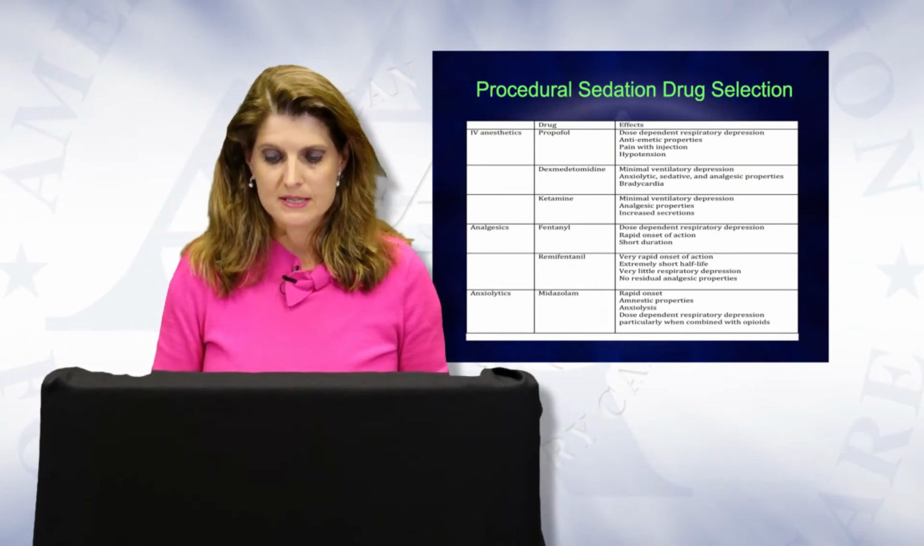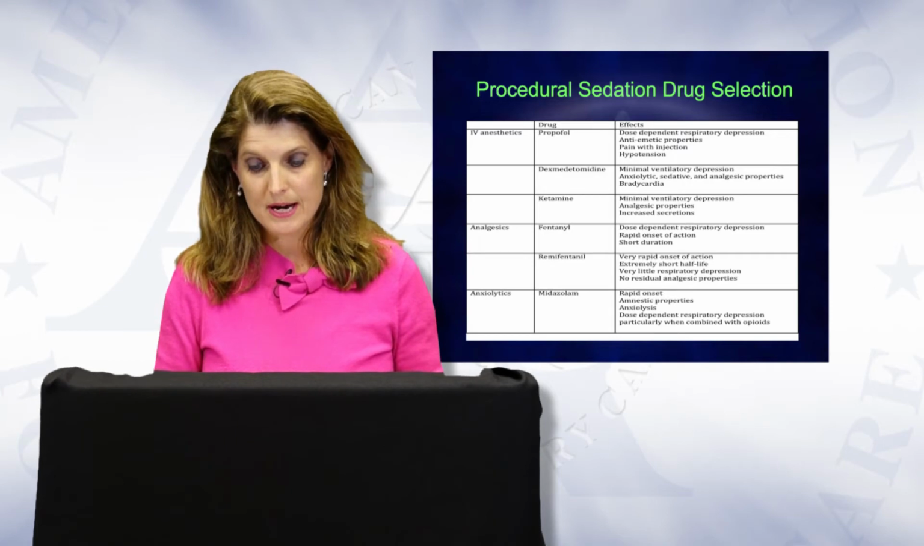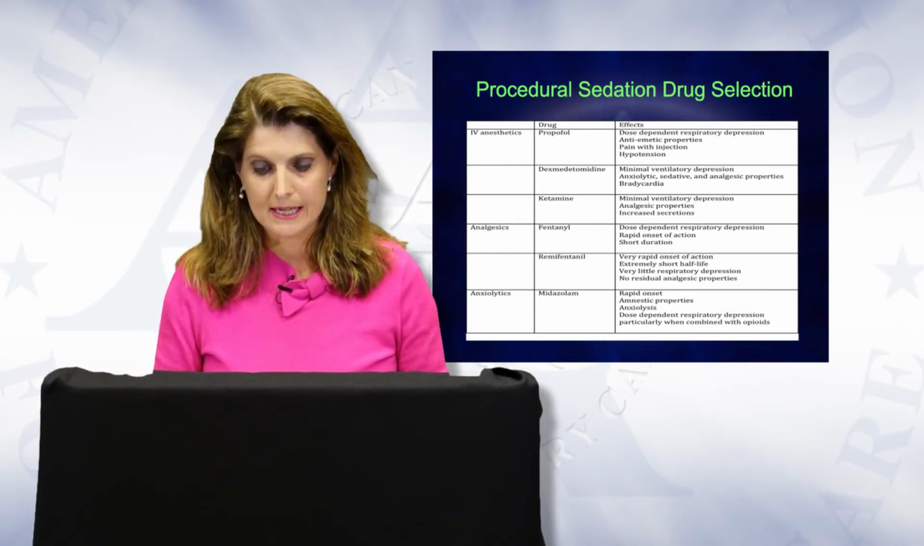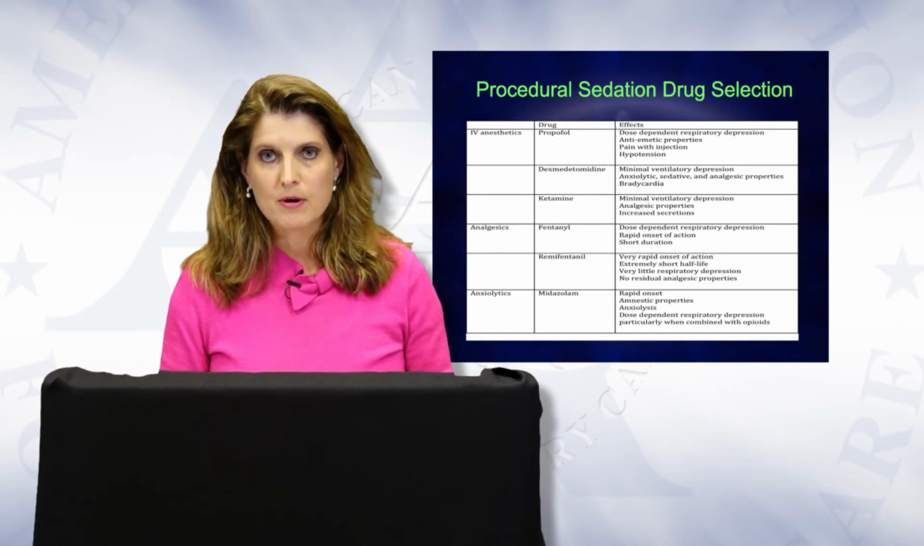Dexmedetomidine, commonly known as Precedex, has minimal ventilatory depression. It's also an anxiolytic, it's a sedative, and has analgesic properties. However, because of its mechanism of action, similar to clonidine, it's associated with pretty profound bradycardia.